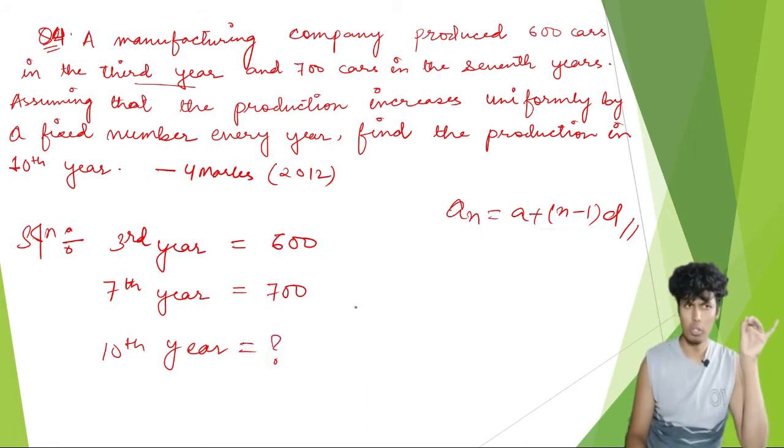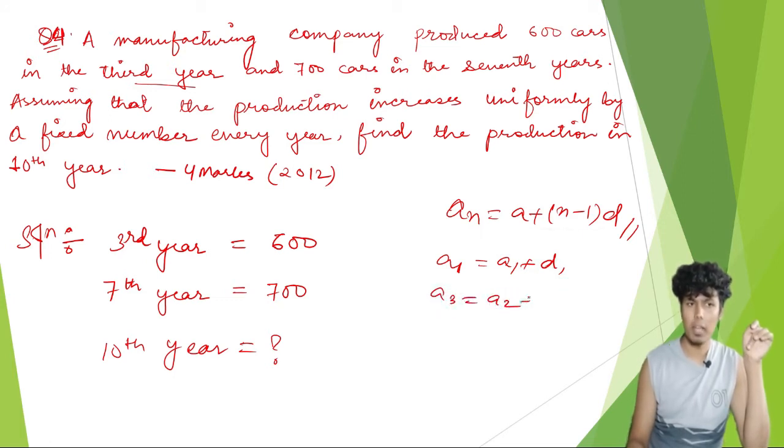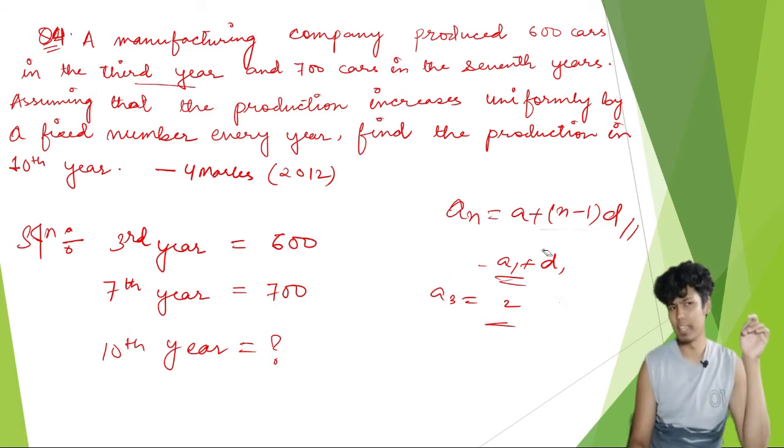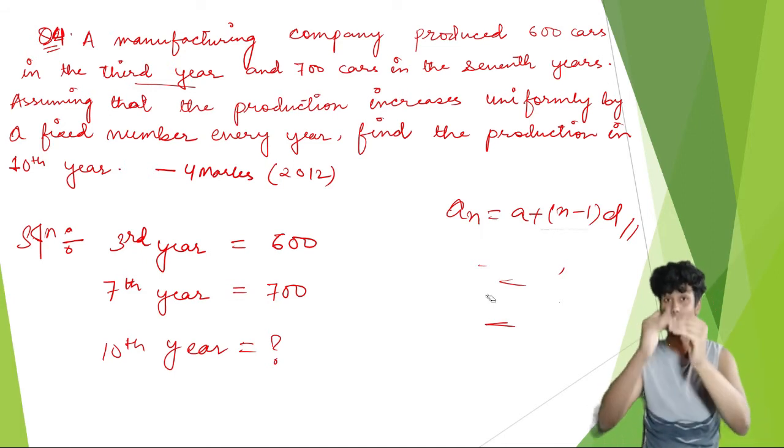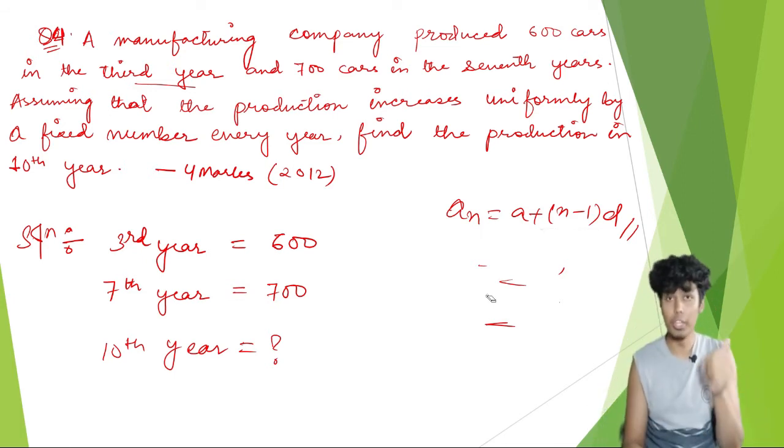Okay, now what is the condition given? That every year the production increases uniformly. That is, if in the first year it is A1, then in the second year it will be A1 plus D. What will be in the third year? A3 will be A2 plus D. You can understand, right? A1 is equal to A, then go on this way uniformly. Therefore, it is an AP, because every year it is increasing by the same amount. So we know the third year and seventh year, and we need to find the 10th year.